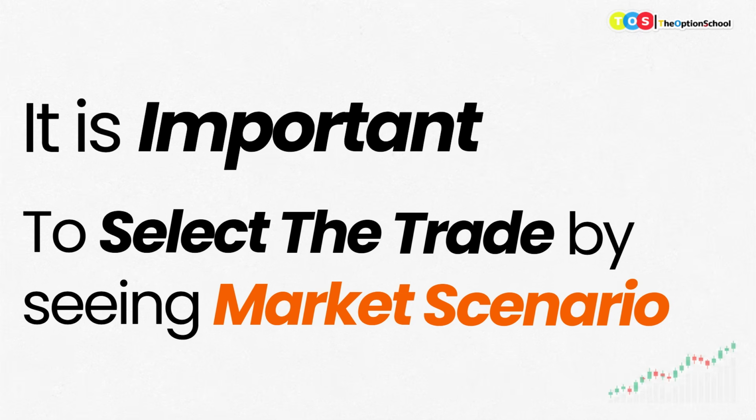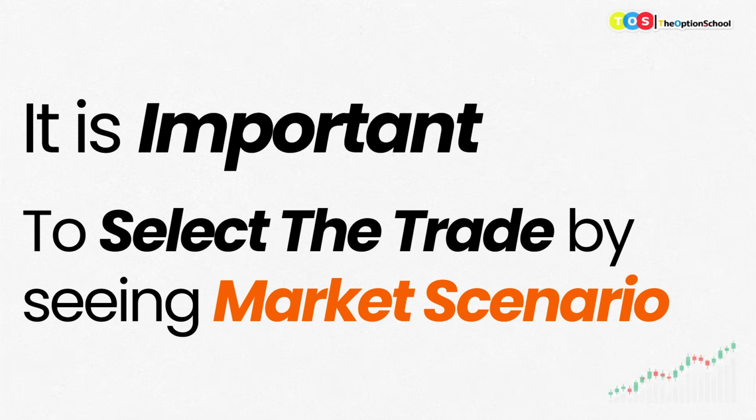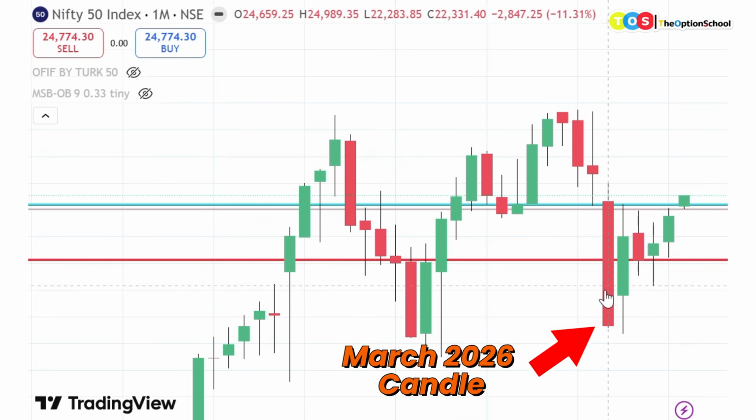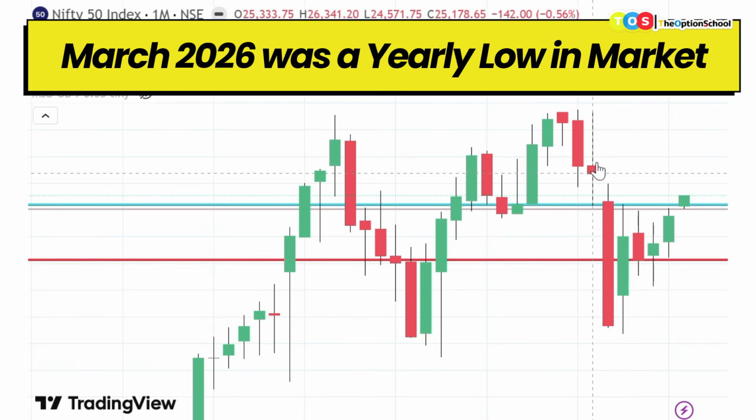Many times it is very important to select the trade by seeing the overall scenario of the market. Now in this case, if you see, this is the March red candle. March market has gone really down, which was a multi-month low. If you see 1, 2, 3, 4, 5, 6, 7, 8, 9, 10, it's almost a yearly low.